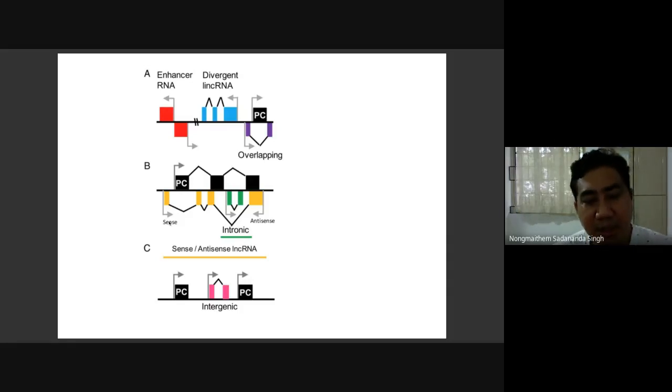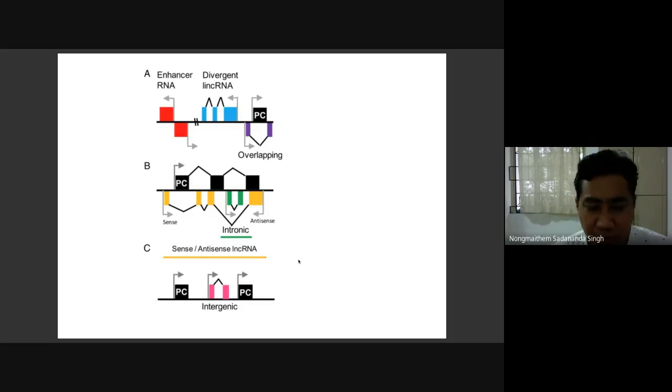Okay, and then depending on the direction it has been transcribed, because many of the long non-coding RNAs are transcribed overlapping the protein coding genes, that is PC genes. If it is in the same direction, it is the sense RNA, and if it is in the opposite direction, then it is the antisense, as you all know, antisense RNA. Okay, so you have both sense and antisense RNA, and if it is in between two of the protein coding genes, that is the intergenic region, you will find many of the long non-coding RNAs in this.